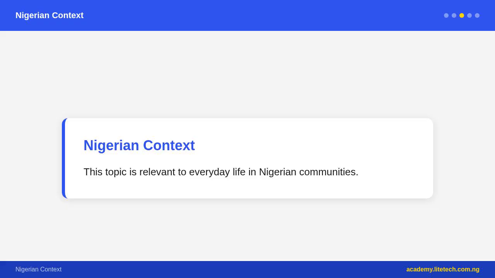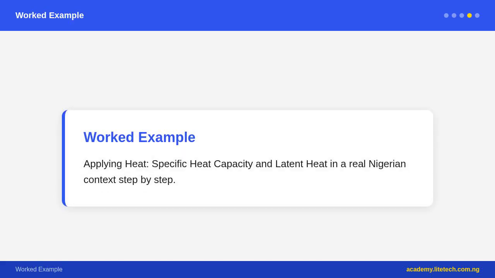There are two types: latent heat of fusion, which is the heat needed to change a solid to a liquid at its melting point, and latent heat of vaporization, which is the heat needed to change a liquid to a gas at its boiling point. The formula is Q equals m times L, where L is the specific latent heat in joules per kilogram. The specific latent heat of fusion of ice is 3.34 times 10 to the power 5 joules per kilogram. The specific latent heat of vaporization of water is 2.26 times 10 to the power 6 joules per kilogram.